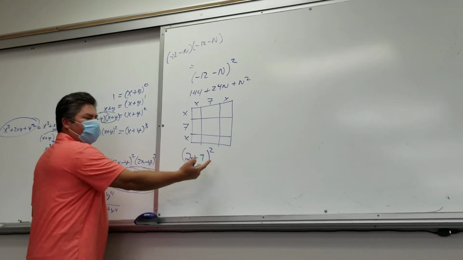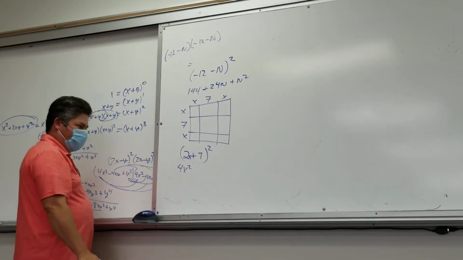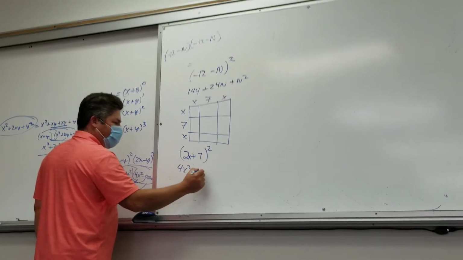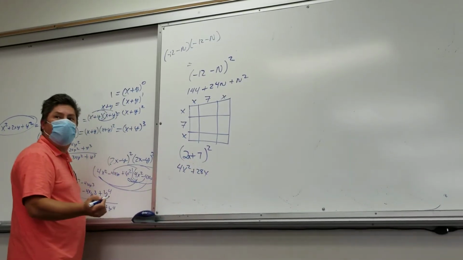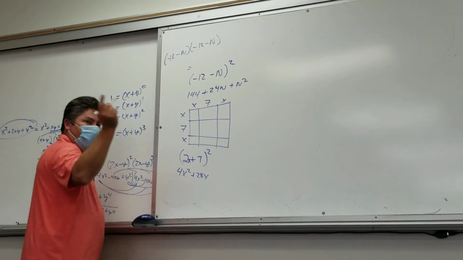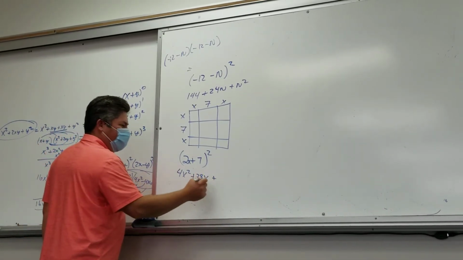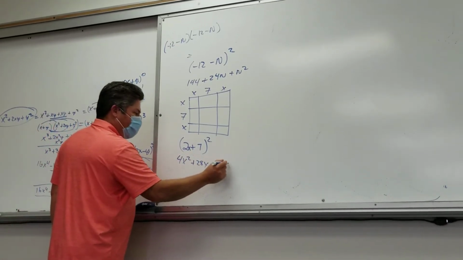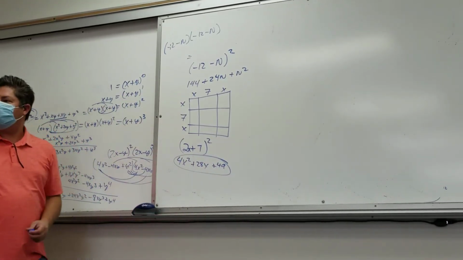First term times second term, double. 28x. Very good. He did 14, then he did 28, doubling it. Last term squared, go ahead and do that, Riddick, because it's pretty easy. 7 squared is 49. There you go, you're done. That's all there is to it.